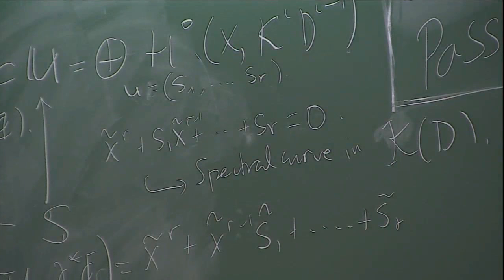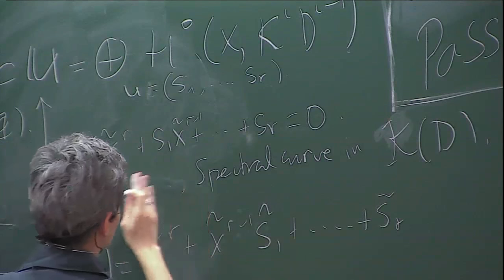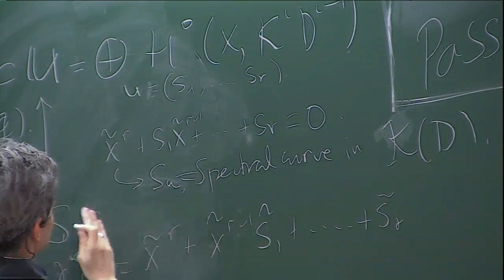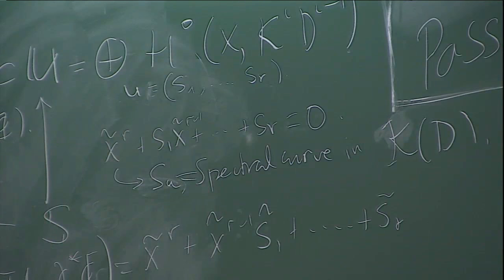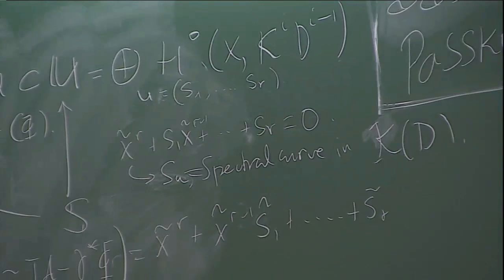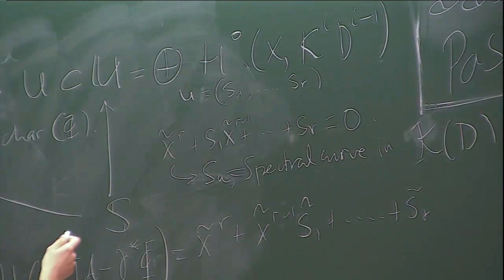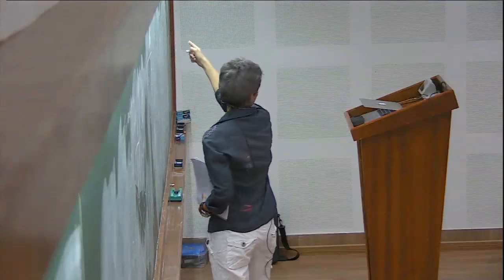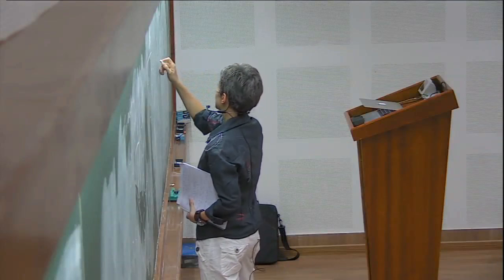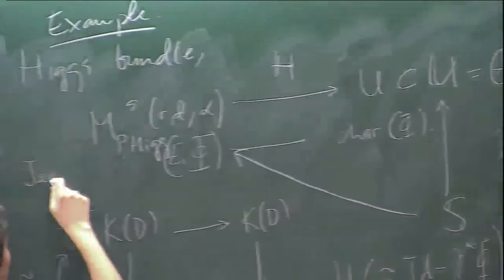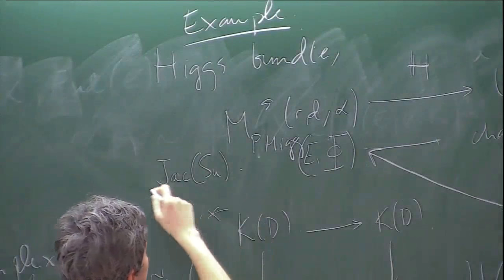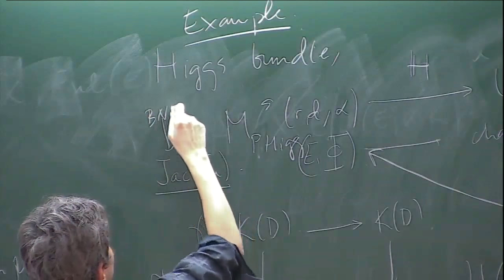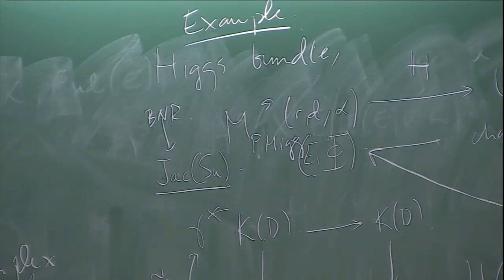So for a point here, we get, call it S_u, the spectral curve. And thanks to Beauville, Narasimhan, and Ramanan, we know that the inverse image by the Hitchin map is isomorphic to the Jacobian of this spectral curve. This is in the Beauville, Narasimhan, and Ramanan paper.